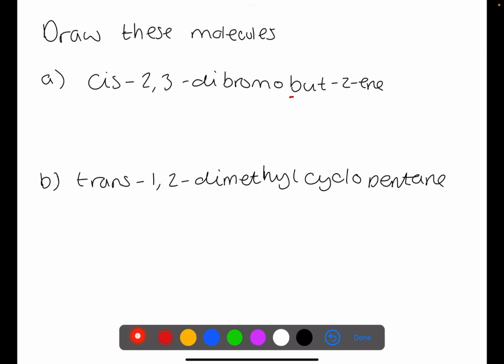So we'll start at the end of the name, so we have but-2-ene. So 4 carbons in a row, double bond on the second one. On 2 and 3 we have bromines, and it's a cis isomer, so they're on the same side. And then we can just go in and fill in the missing hydrogens on either end.